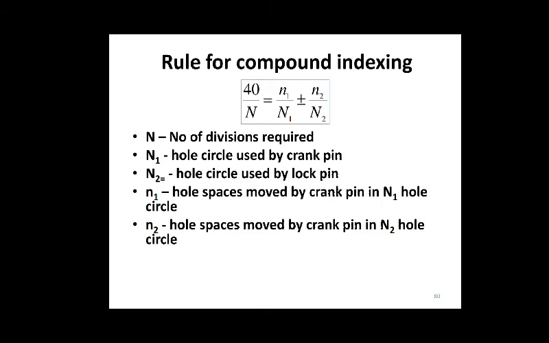In this, capital N is the number of divisions required, capital N1 is the whole circle used by the crank pin, capital N2 is the whole circle used by the lock pin, small n1 is the whole spaces moved by the crank pin in N1 whole circle, and small n2 is the whole spaces moved by the crank pin in N2 whole circle.